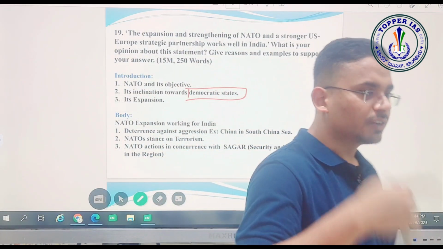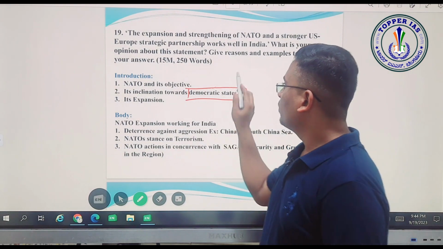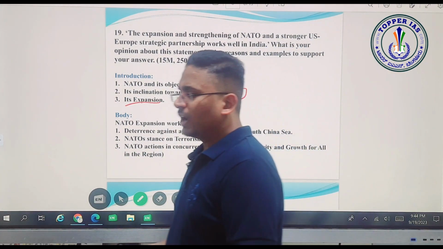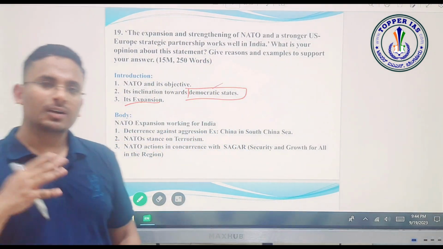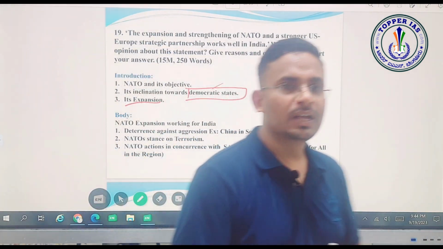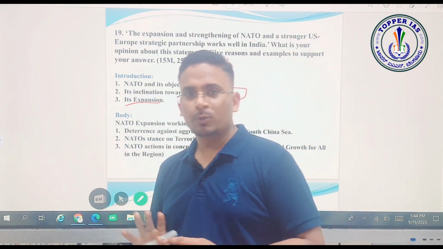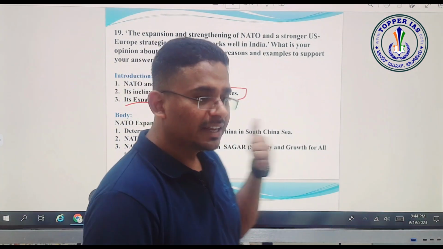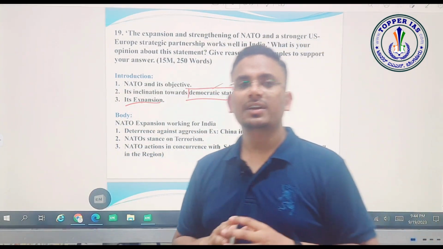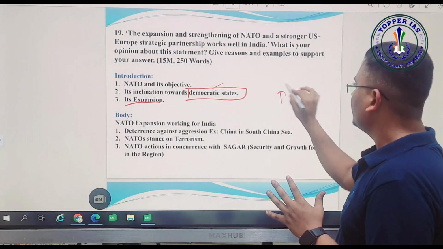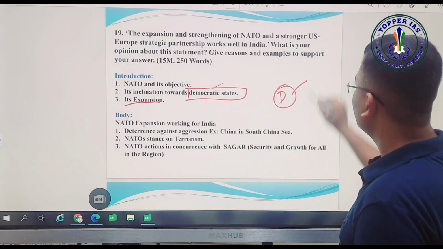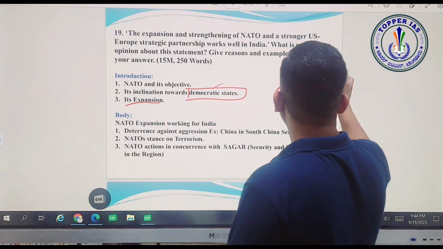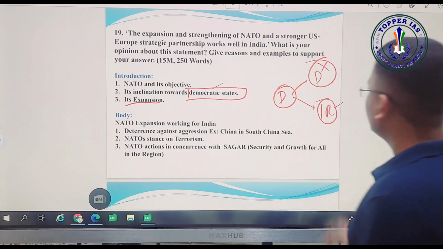If you see the list of countries today, all the countries of NATO are democratic states. And talk about its expansion. If NATO expands, how will it help India? India is again a vibrant democracy, the largest democracy in the world. If NATO supports the democratic states, don't you think NATO will help India in case of any problem to the democracy in India? The democracy in India can come under threat by two things: one is domestic, and another is international. The domestic thing I am not focusing on. The international thing we are focusing on.